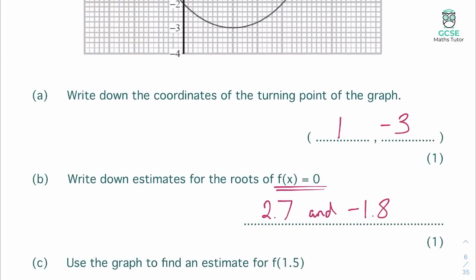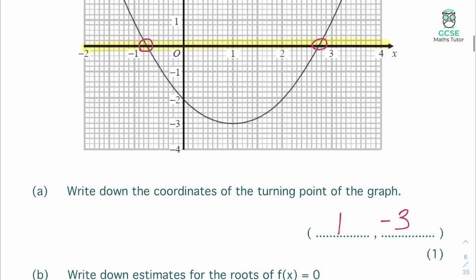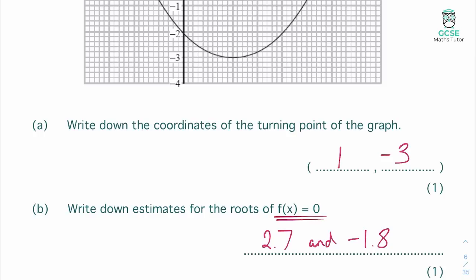There we go. And obviously, if it can be 0.1 out, particularly on this sort of graph here, which is quite difficult to read. And the line is actually almost going past the point there. But as I said, it says estimates. So we just need to get it as best and as accurate as we can.